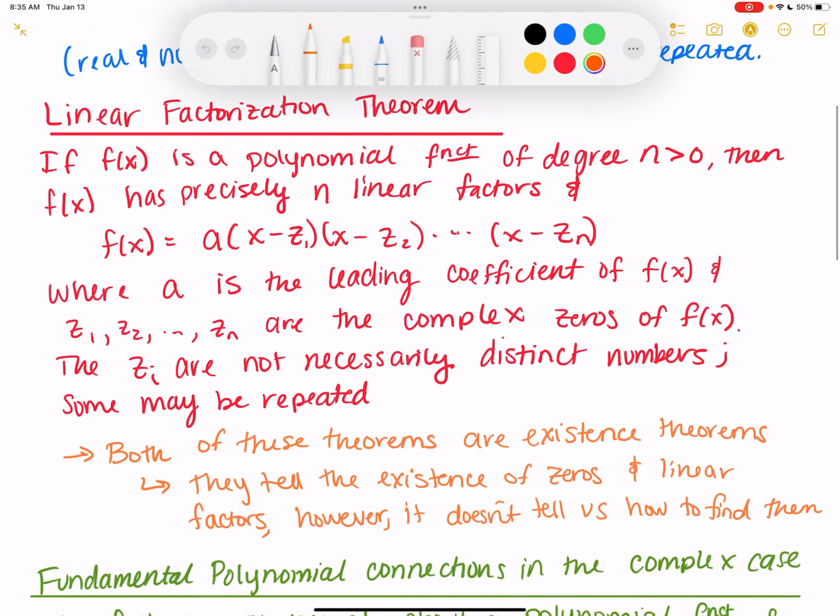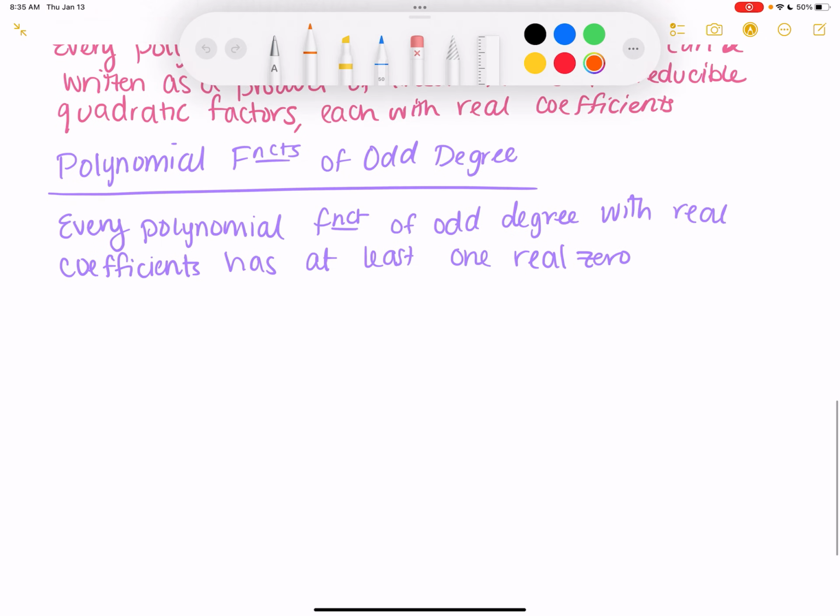Okay, so we're going to start with examples. 2.5. Write the polynomial in standard form. Identify the zeros of the function and the x-intercepts of its graph. So, f of x is equal to x plus 2 times x minus the square root of 3i times x plus the square root of 3i.